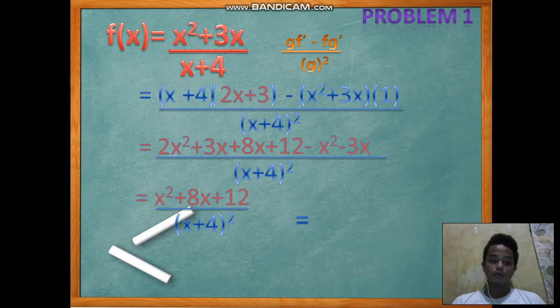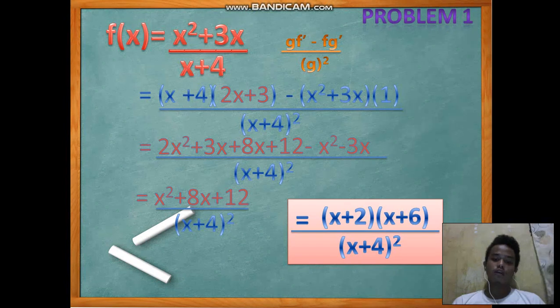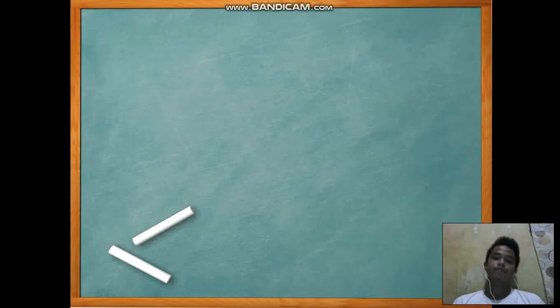So we can now conclude that x squared plus 8x plus 12 has a factored form, and we arrive at our final answer: the quantity of x plus 2 times the quantity of x plus 6 divided by our g function squared, which is x plus 4 quantity squared.